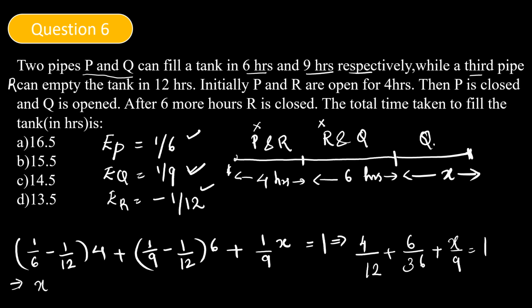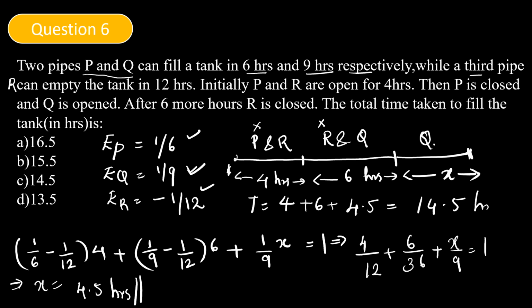Solving this, we get X is equal to 4.5 hours. Okay, now what we have to find? We have to find the total time. Total time is this 4 hours plus 6 hours and also this X hours, that is 4.5 hours, which is equal to, total time is 14.5 hours. So option C is the correct answer.